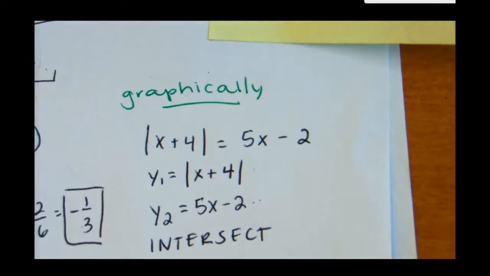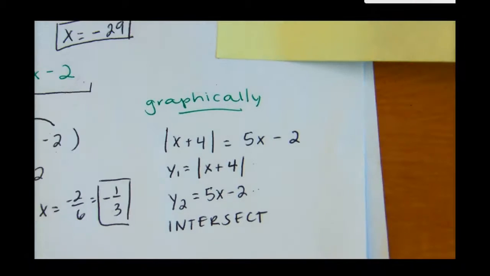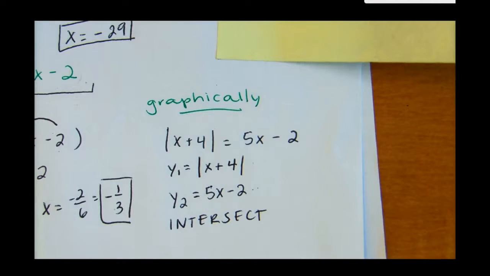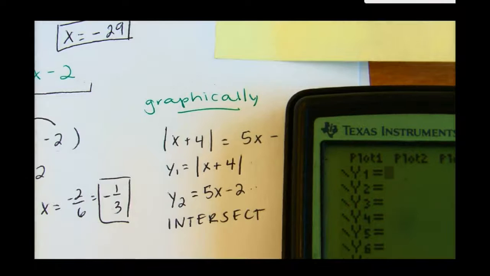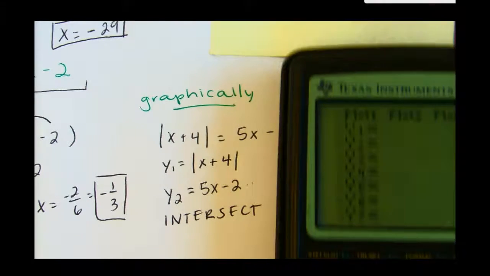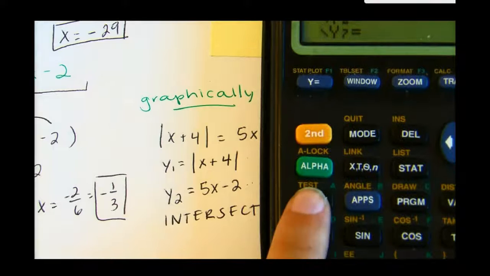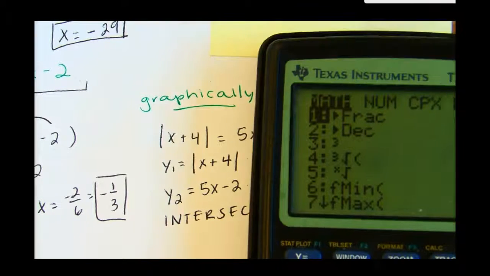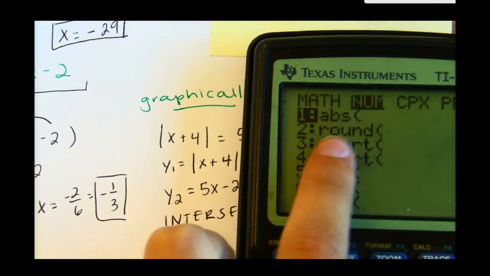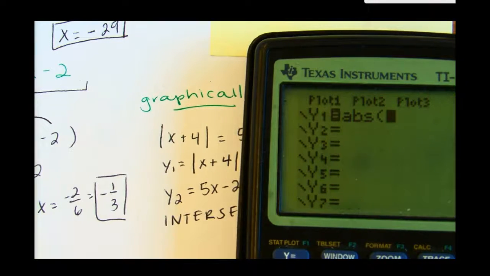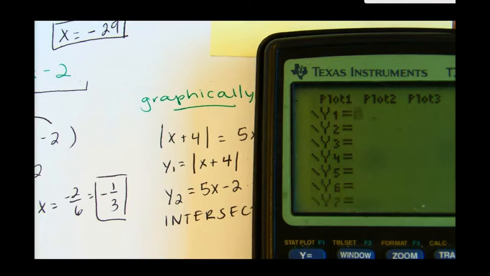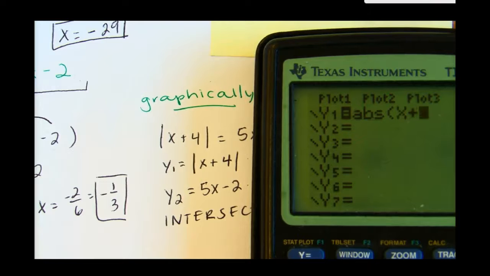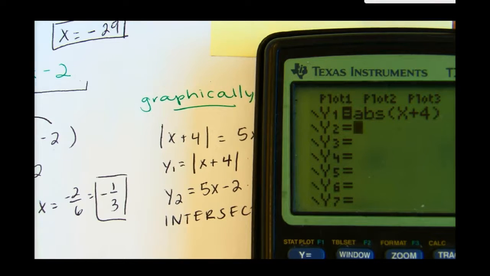You can take out the Delta Math calculator if you would like to use the graphing feature. I'm going to be using the graphing calculator on my screen. For y1, I'm going to type in the absolute value. To access that on your calculator, you're going to go to Math, and then go over to Num, and it's the first thing that shows up, absolute value. So the absolute value of x plus 4, and then my y2 is 5x minus 2.